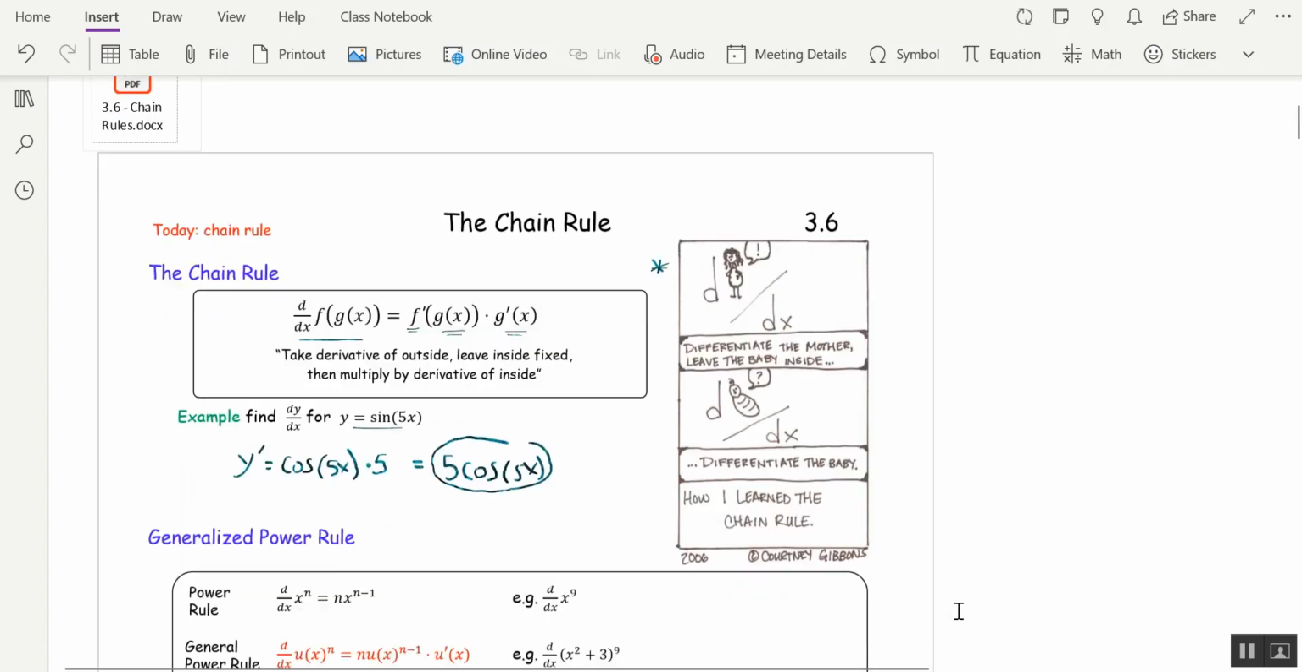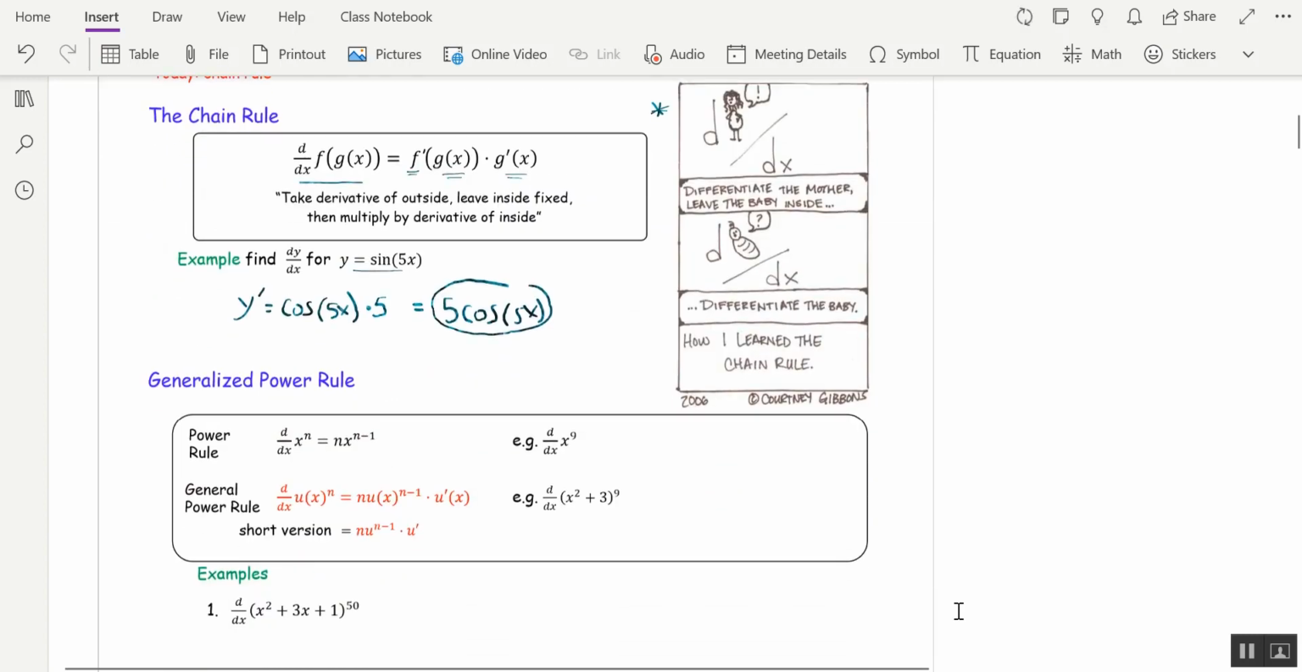Okay, let's look at the generalized power rule. I think this will make it even more clear. Our old power rule said to take the derivative of x to the n, bring the n down, and then subtract 1 from the exponent. So for example, if we want the derivative of x to the 9th, bring the 9 down, and then we get x to the 8th. But what if we want the derivative of something like this, where it's x squared plus 3 to the 9? That's a function, u of x, to the n. So here's my rule over here.